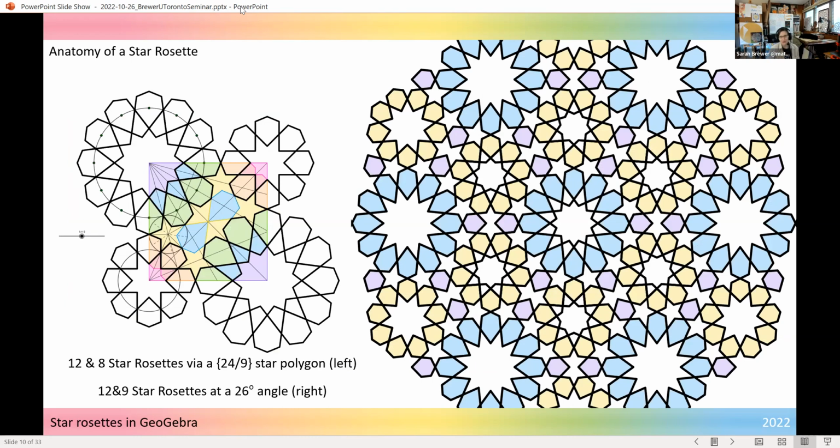So how do we get to these K-uniform tilings and circles and all this other stuff? Essentially, these patterns, so you've got a partial 12 and 8 star rosette on the left and a more fleshed out 12 and 9 star rosette on the right here. Obviously, we're counting petals, right? So there's 12 blue petals around and 9 yellow petals around on the right. So that's why I would refer to that as a 12 and 9. But it's not just about the numbers of petals, it's about the angles of those petals.